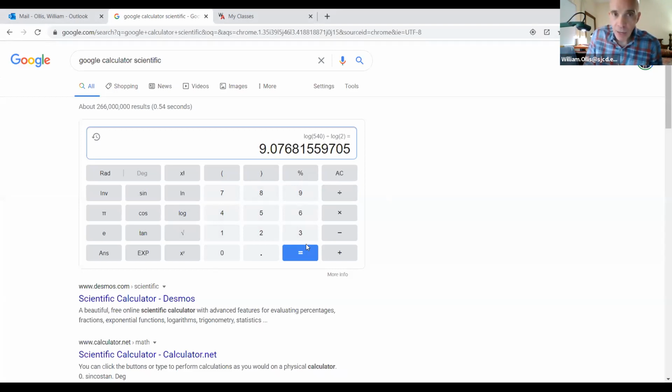9.076815, 59 forever. So I'm going to mark off the 6 decimal place, and that digit will round to a 6 to give us 9.076816. So this is what I'm talking about with your Google calculator.